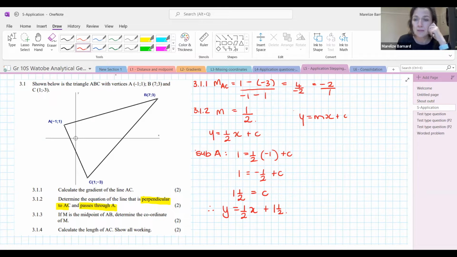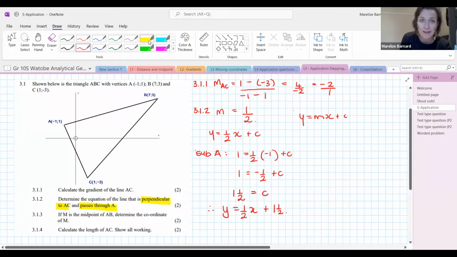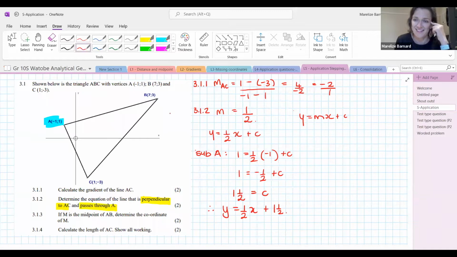How did it become a mixed fraction? Okay, so we sub in point A because this line passes through point A over here. I'll forgive you because this is the first day. Read carefully through it, guys. Okay, so we sub in, y is 1, x is -1. The half comes from the fact that the gradient is a half.